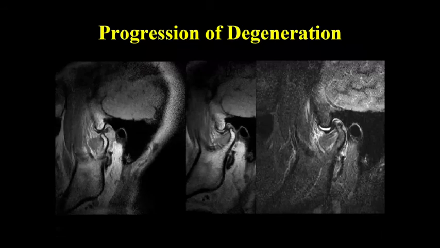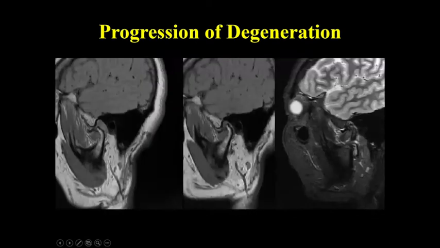Progression of degeneration. Here is the disc, which is anteriorly dislocated. We can see in the open mouth position there is normal translation. The disc reduces or recaptures in a normal position between the articular eminence and the condylar head. We can see a large joint effusion on the STIR images.